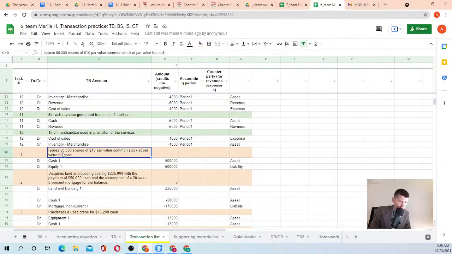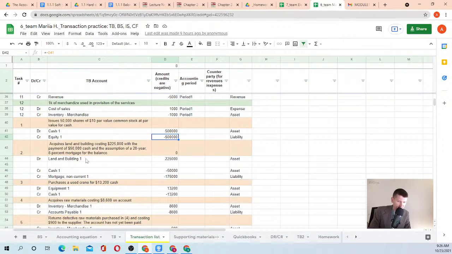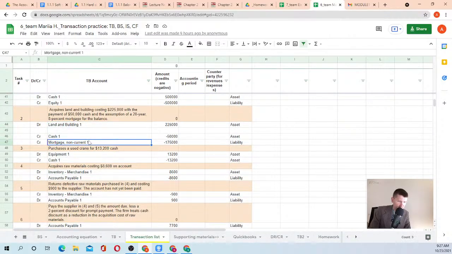So first one, we issued shares: debit cash, an asset, $500,000, credit equity. Equity increases by $500,000. That's correct. Acquisition of the building, we assume that all of the amount is non-current. Somewhere next week I will do a video about mortgages, about the current and non-current part of the mortgage, how to recognize it. But let's move on. So that one is right.